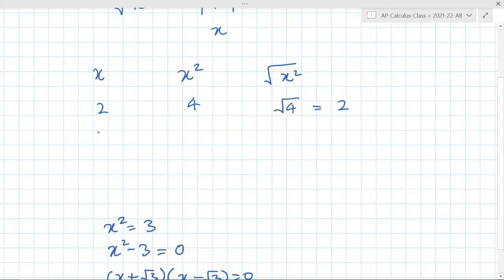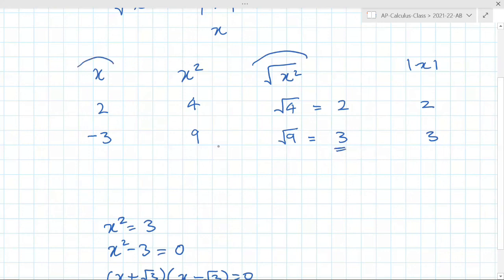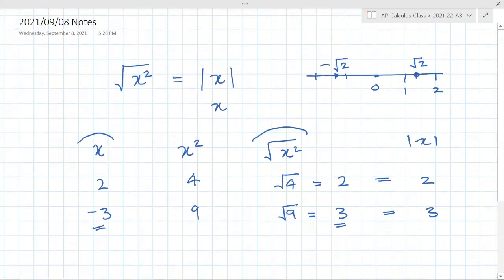So here, if I try a different value, let's say negative 3. What is square of x? 9. Square root of x squared is square root of 9, which is 3. Let me also put here absolute value of x, right? If x is 2, what's the absolute value of x? And if x is negative 3, what's the absolute value of x? 3. Now you can see that this and this are not equal, because here it's 3 and here it is negative 3, right? But these two are equal. Okay, so this is an important thing to remember.